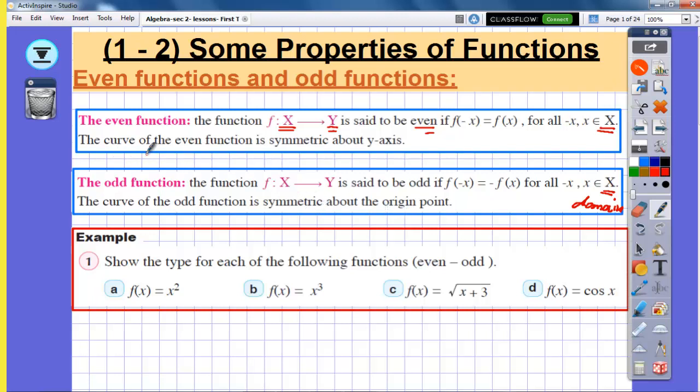So the curve of the even function is symmetric about the y-axis, and the curve of the odd function is symmetric about the origin point. Let us solve some problems about the even and the odd functions. Example 1. Show the type for each of the following functions: even, odd, or otherwise. We'll start with f of x equals x squared.